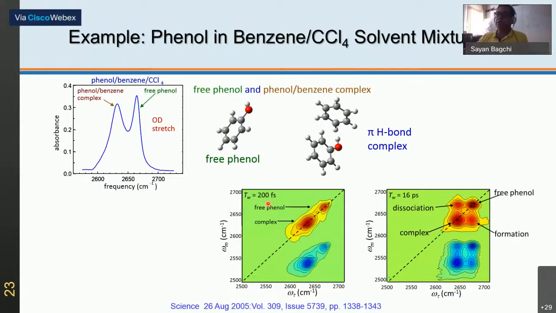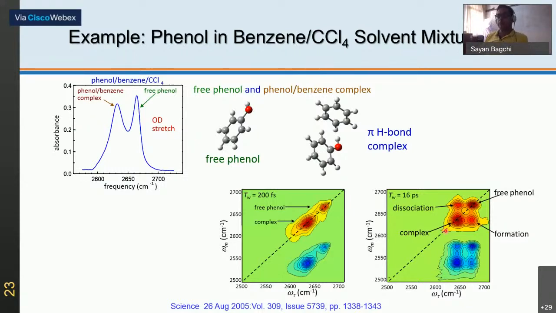Now if you look at a later time scale, 16 picoseconds, where a picosecond is 10 to the minus 12 seconds, you see cross peaks along with the diagonal peaks, which says that the complex goes to free phenol, and the free phenol goes to complex. So there is this interaction which is made and broken.